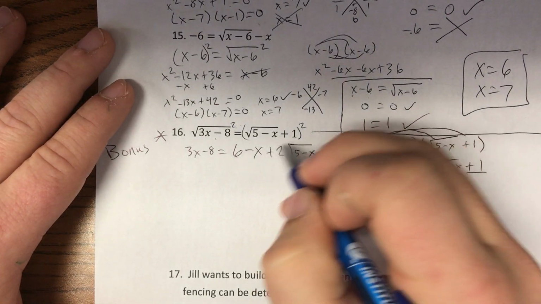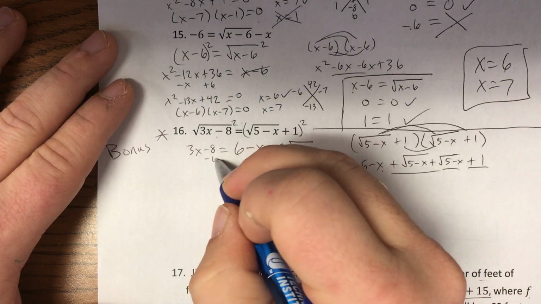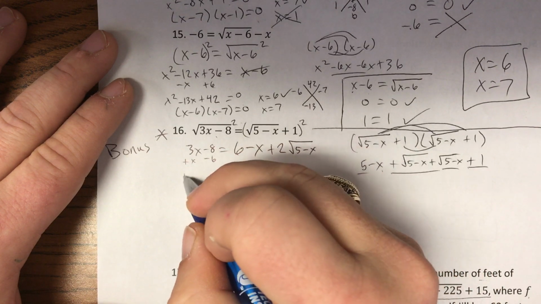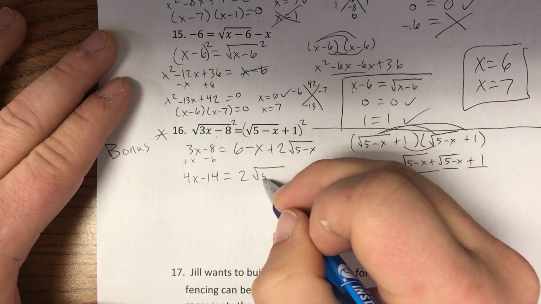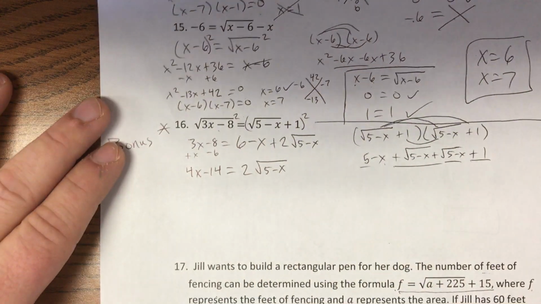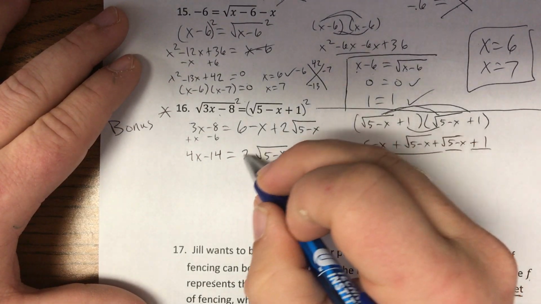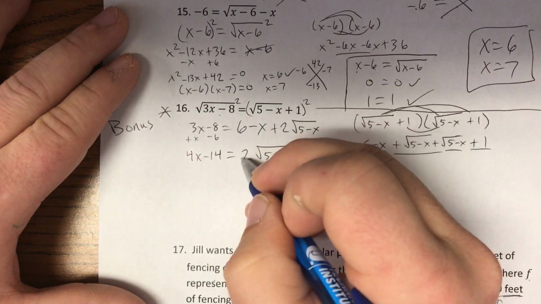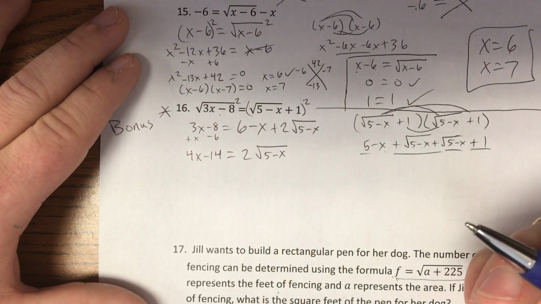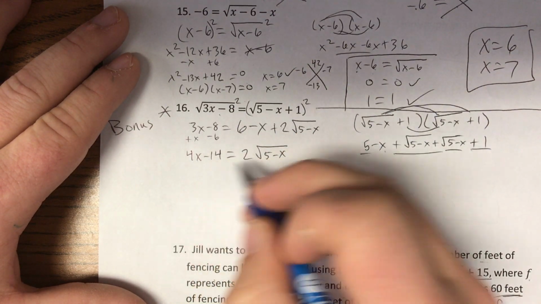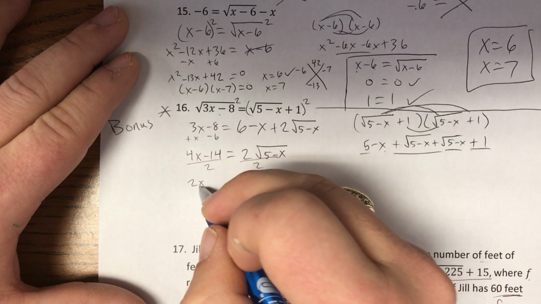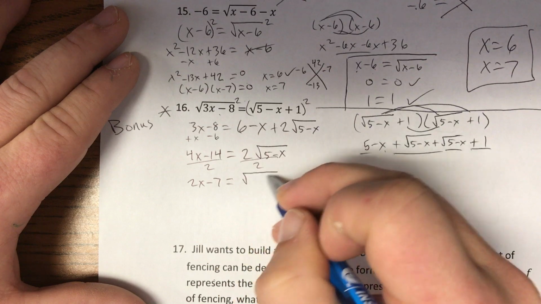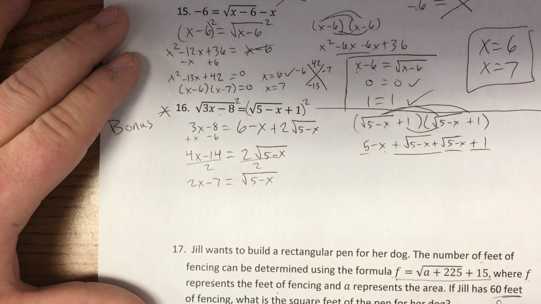All right, so let's isolate the radical. So we'll subtract 6 over, and we'll add an x over. So we get 4x minus 14 is equal to 2 square root of 5 minus x. There's two choices we can go from here. We can either go ahead and square both sides, or we can get rid of the 2 first. Either way is fine. Because these are divisible by 2, I'm going to go ahead and divide by 2 because that'll make my numbers smaller. So we get 2x minus 7 is equal to the square root of 5 minus x.